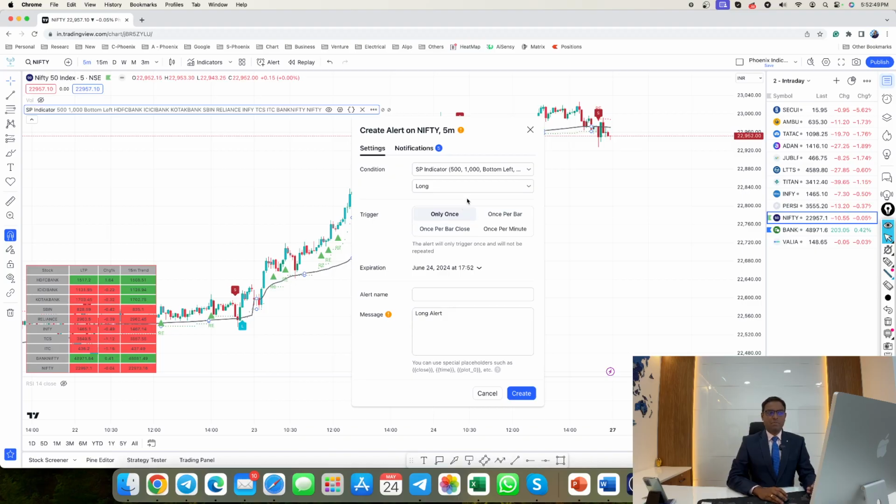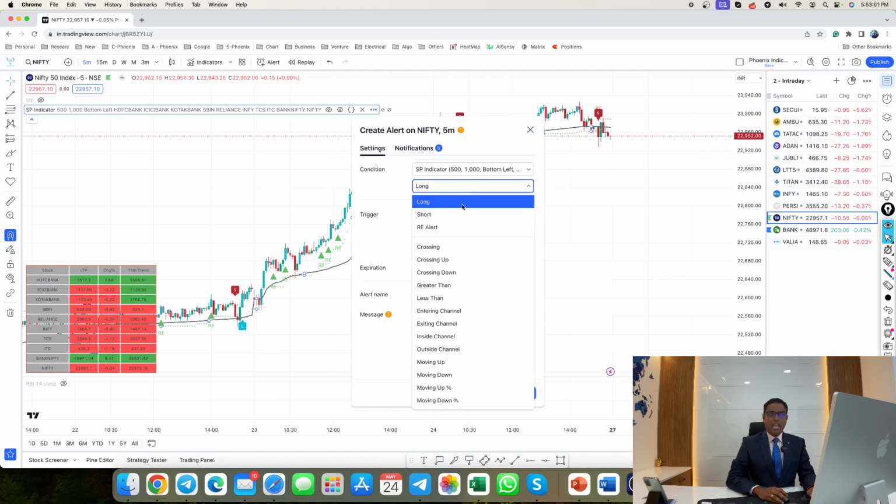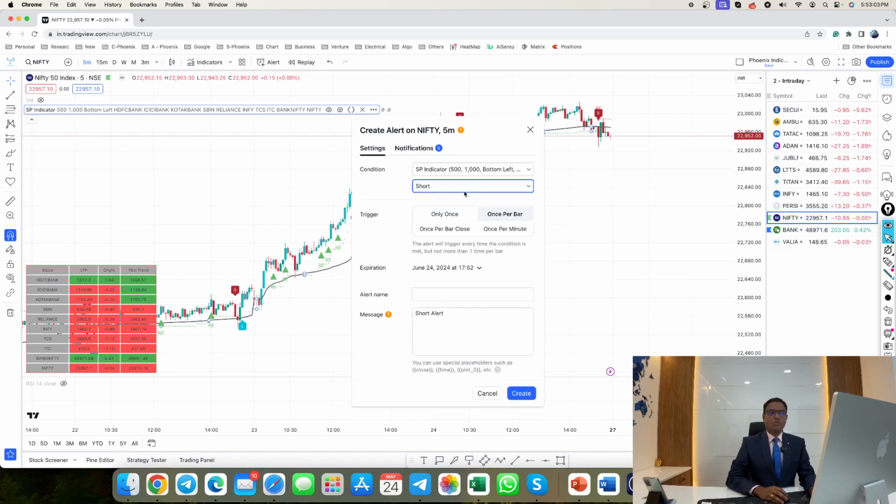If it gives multiple signals, you can add once per bar, or you can set the alert to trigger every time the condition is met, or only once, you can click once per bar. And long, if you want only the long signals, click on long. If you want short signals, click on short. If you want retracement signals, you can put retracement signals. You can put whatever alert you want.